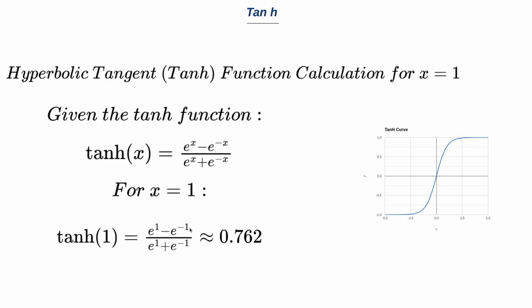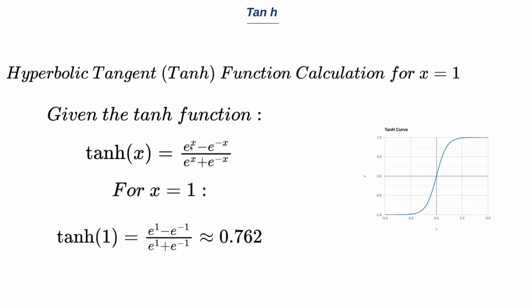This is not a very large number. In this case the value is 0.762, but for a better understanding, let's consider x as a large positive number, say x has a value of plus 1000. In that case, the formula becomes e power 1000 minus e power minus 1000, divided by e power 1000 plus e power minus 1000. Now, e power a large negative number, e power minus 1000, is going to be a very small number, closer to 0. So e power plus x will dominate e power minus x.